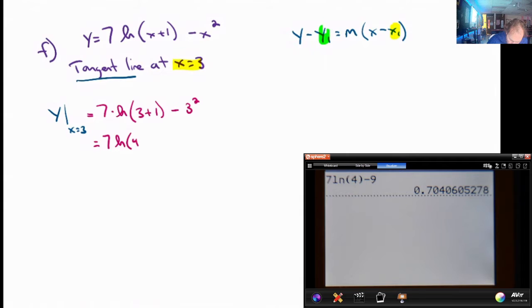7 natural log of 4 minus 9. That is what y is. We're going to call that y1 in our problem right there. And that's going to go in right for the green spot up atop. It's not going to look super nice. I mean, we can plug in right now.